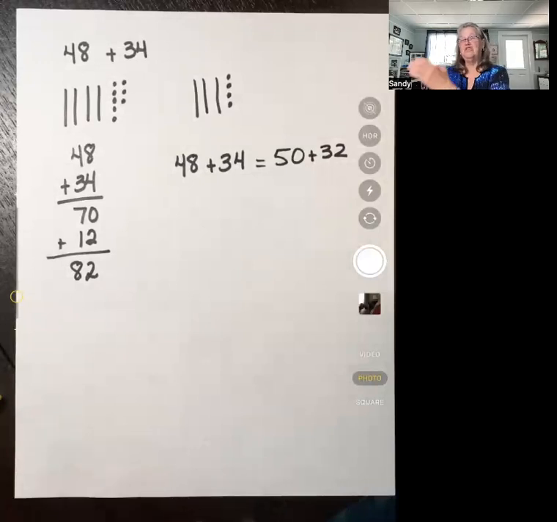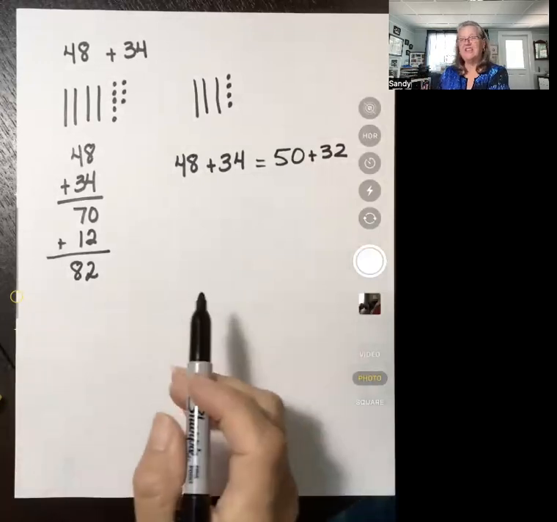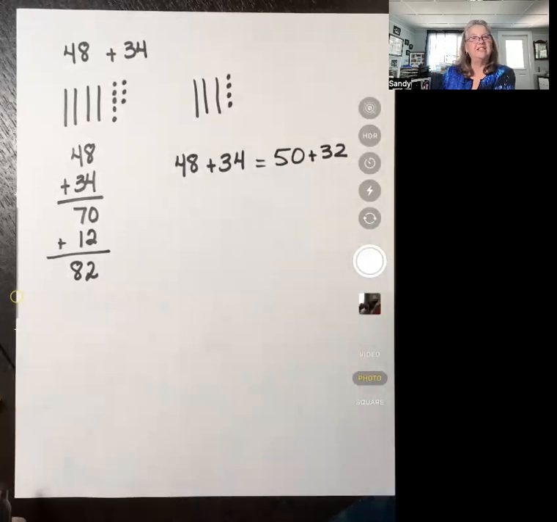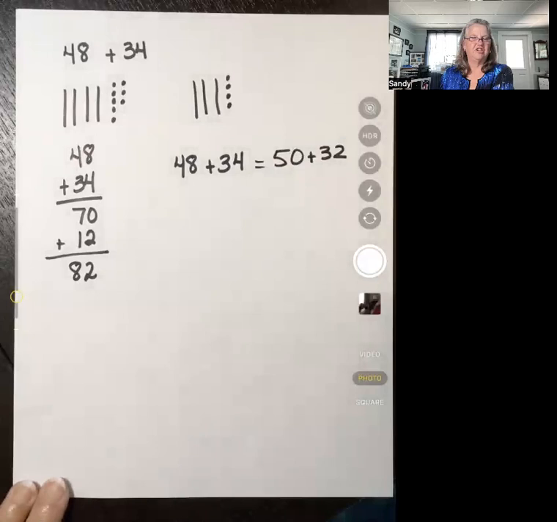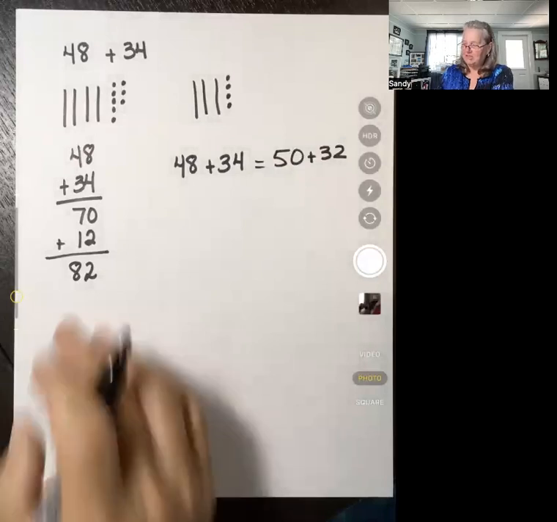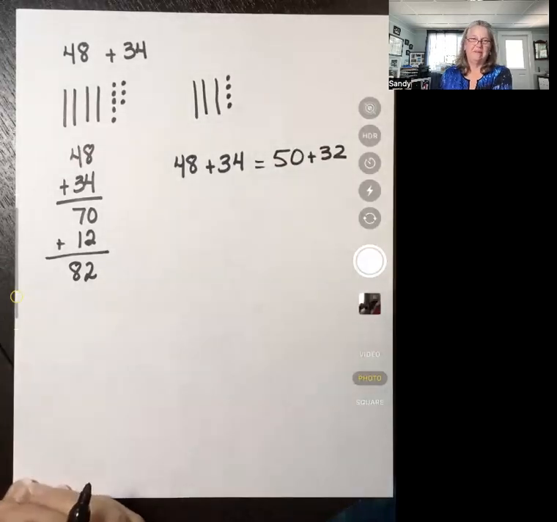Okay, so you have many different options, and that's what we're hoping for your child, is that instead of them thinking, which way am I supposed to do this time? They say, oh, I could do it this way, or this way, or this way. Oh, I think this one's the fastest. I'm just going to do it in my head, associative property. I'm going to do partial sums. I like that one the best.